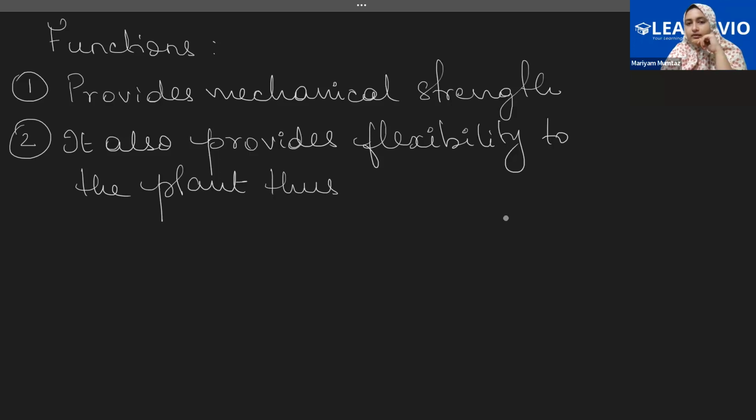It will not break easily. Who said that? Arham. Yes. If anything is flexible, meaning you can bend it whichever way you want, but it will not break.